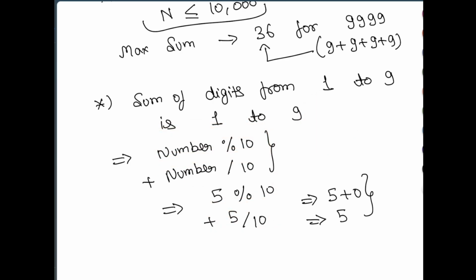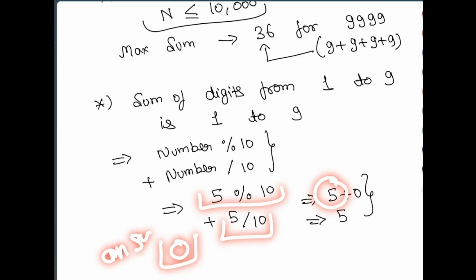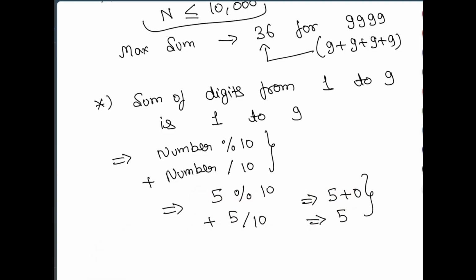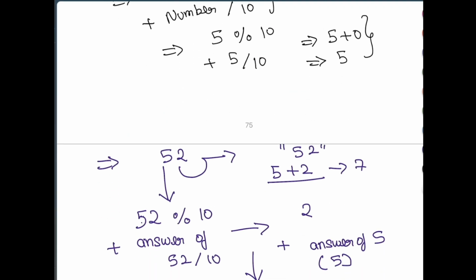Now what is this answer, I am going to tell you. The first thing is 5 mod 10, which is equal to 5. And 5 divided by 10 is equal to 0, right? The answer for 0, that is, the sum of digits for the number 0, is going to be 0, right? So I can say 5 plus 0, which is 5. Now why is this formula useful? It is not much useful for 1 to 9, because for 1 to 9 we know that the number itself is the digit sum. But let's say now we got a number 52.